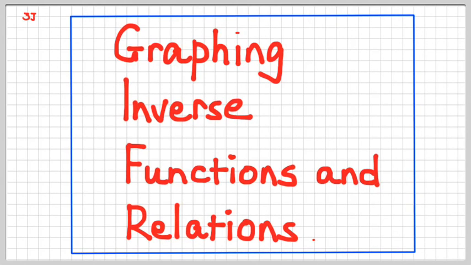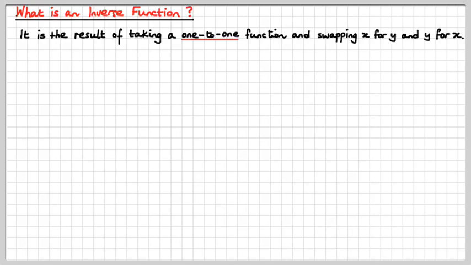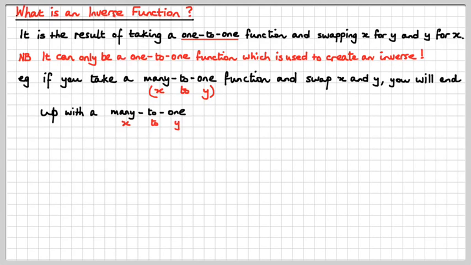Well, hi guys. We're going to have a look at graphing inverse functions and relations in this session in detail. So what is an inverse function before we even start? Well, it's the result of taking a one-to-one function and swapping x for y and y for x. As you probably already know, NB, it can only be a one-to-one function which is used to create an inverse function in the first place.